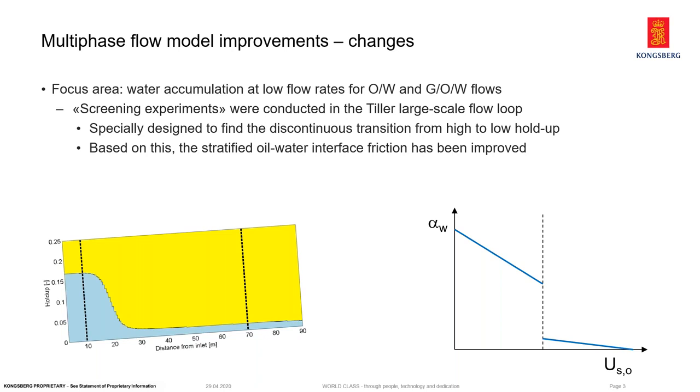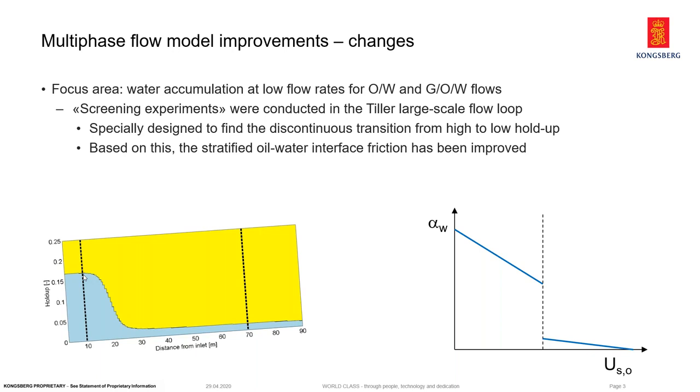The idea here is that these experiments are specially designed to find the discontinuous transition from high to low holdup. If you decrease the superficial velocity of oil, at some point, if the velocity becomes low enough, then you get this discontinuous increase in the water holdup. So it jumps from a low to a high value. And it's possible to replicate that in these special experiments, because by adjusting the conditions it's possible to have both the low and the high holdup solution.